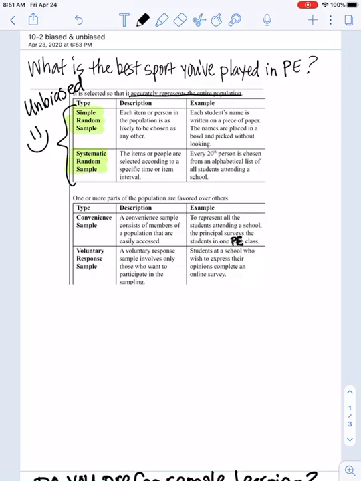Okay, so the other 2 types are down here, and these are biased. And biased samples are not good because one or more parts of the population are favored. Okay, and so the 2 specific types are called convenient sample and voluntary response sample.